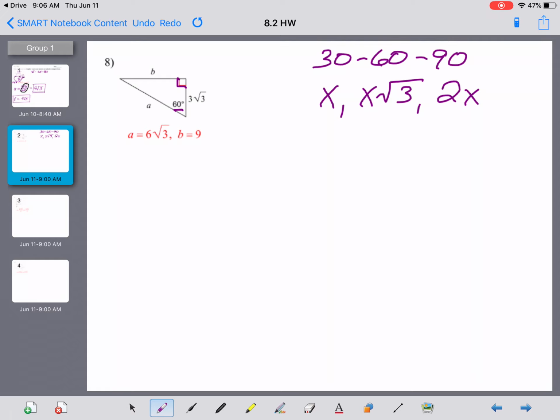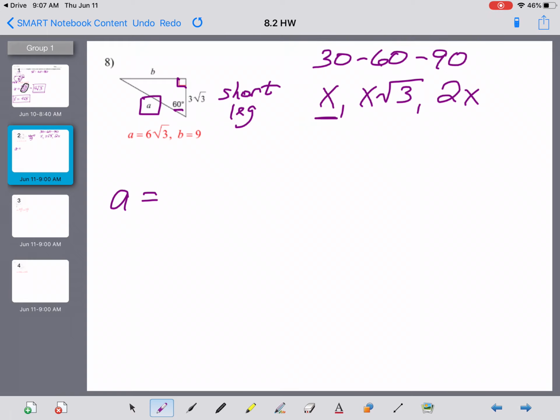Now in this problem, we were given 3 root 3 over here on the right, which is your short leg. And from there, this is actually the best of the 3 cases here, we can go in either direction now to find the next 2 pieces. So I guess we'll go alphabetical order. Let's find A. A, right over here, is the hypotenuse of that triangle.